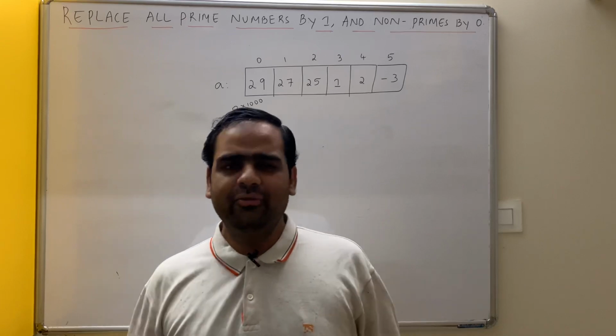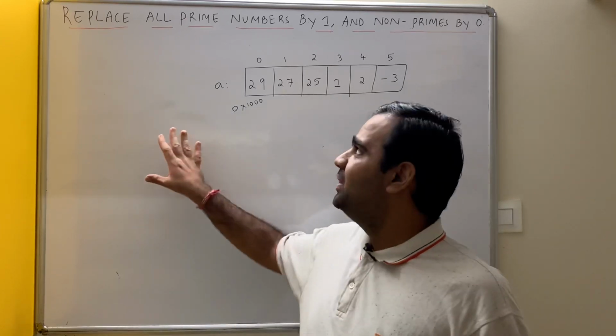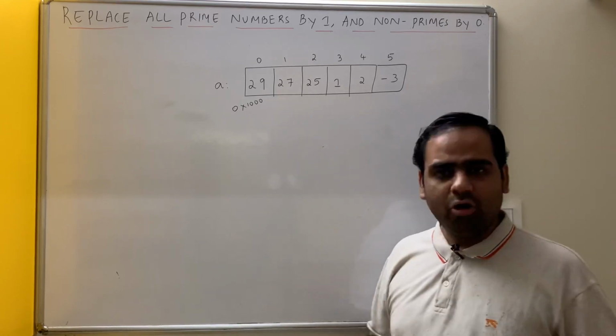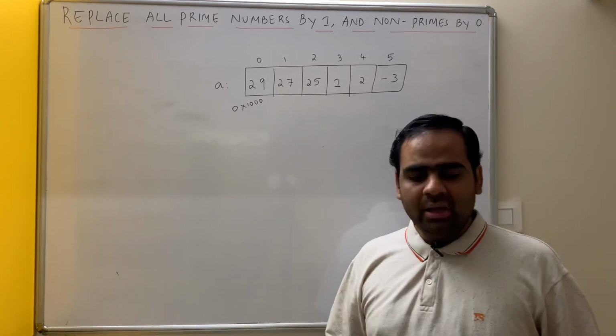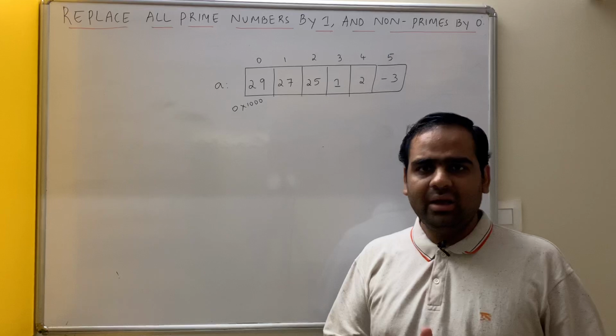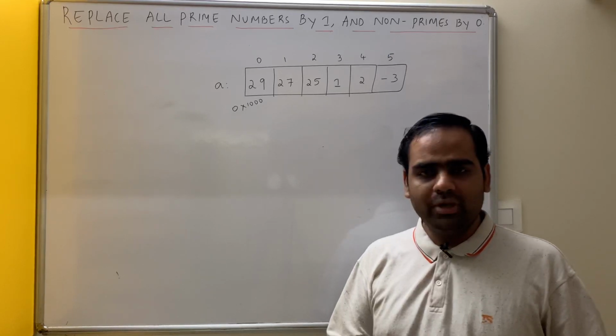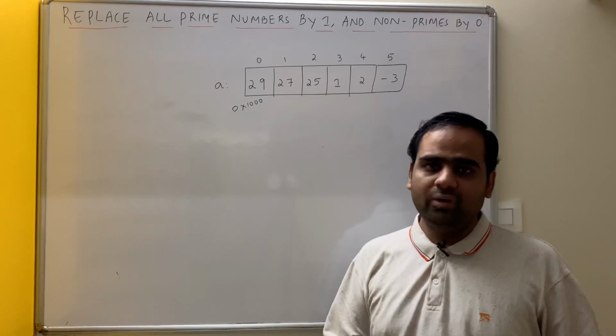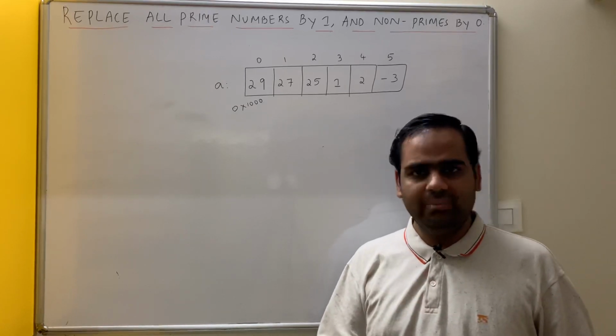In this video we are going to talk about how do we replace all the prime numbers of the array by 1 and non-prime numbers by 0. And we know that 1 and 0 are neither prime nor composite, and prime numbers are greater than or equal to 2. Negative numbers do not belong to the set of prime numbers.